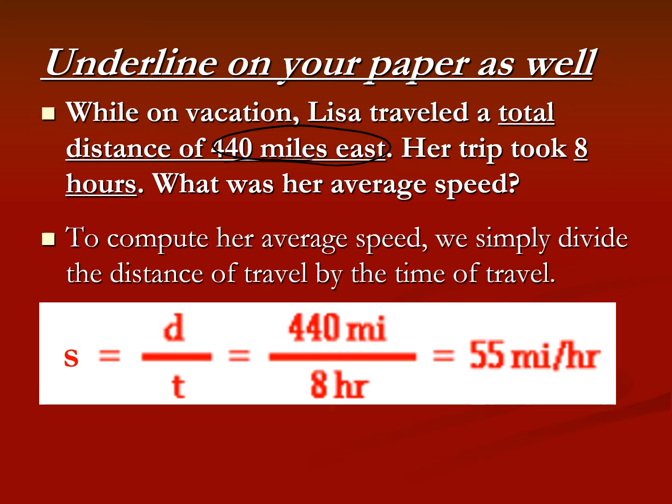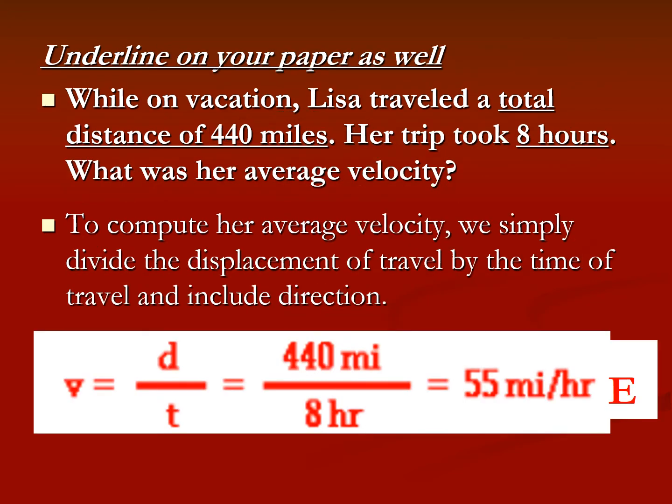So to find speed is just distance over time. My total distance was 440 miles, and my total time was 8 hours. So that 440 divided by 8 gives me 55 miles per hour. And because it is speed, we only include the magnitude of the number.